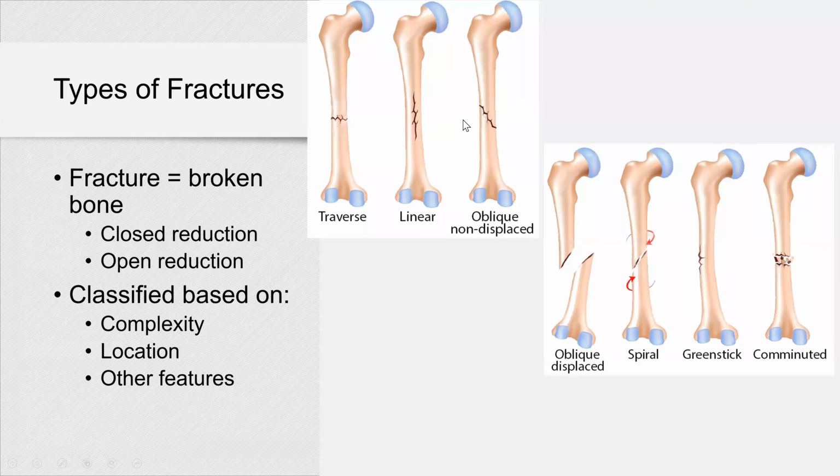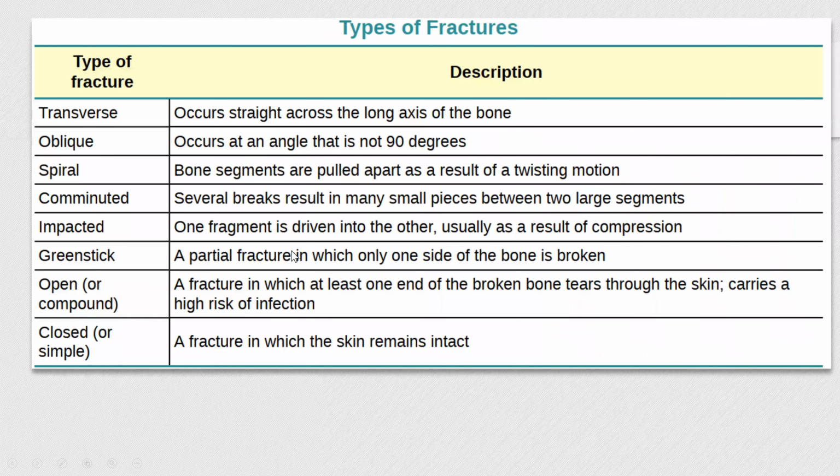So over here, this is classification based on location, like transverse, linear, oblique. This classification is based on complexity, so this is displaced. This one is spiral, greenstick. You know, it's when the bone is not broken all the way through, right? Just part of the bone, common in children, or comminuted, shown here. But you have the whole table that explains your types of fracture.